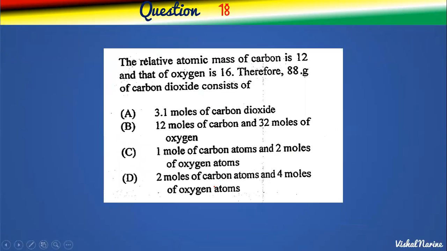Question 18. So question 18, you have to do a bit of calculation here. So we have the formula CO2, that's carbon dioxide gas. Let's write that down.